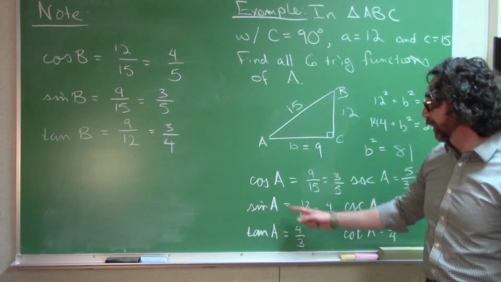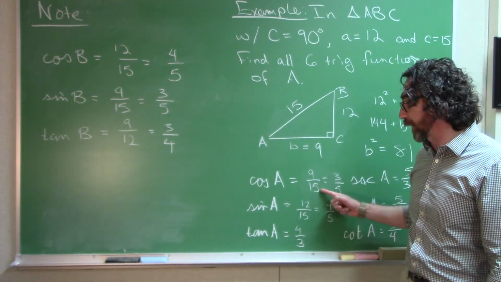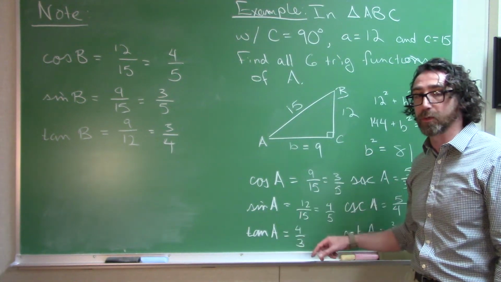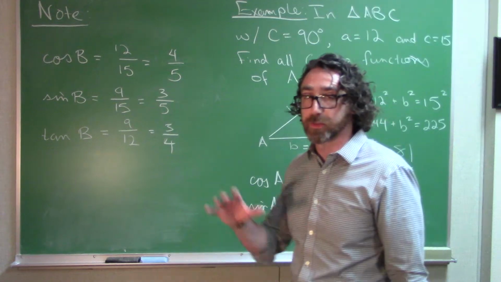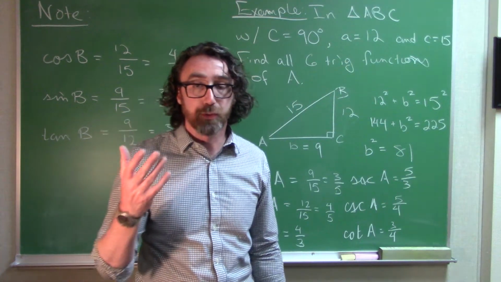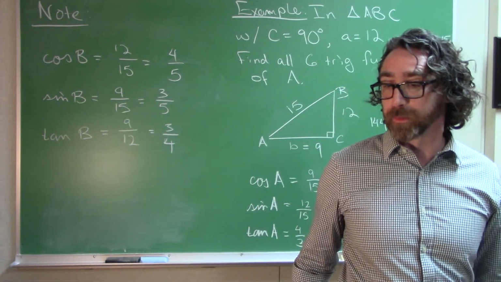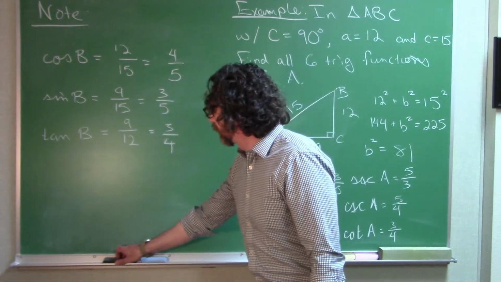Okay, so you're talking about cosine, adjacent over hypotenuse, sine, opposite over hypotenuse, tangent, opposite over adjacent. Okay, make sure you commit that idea to memory. We're going to be using it a lot in the course.